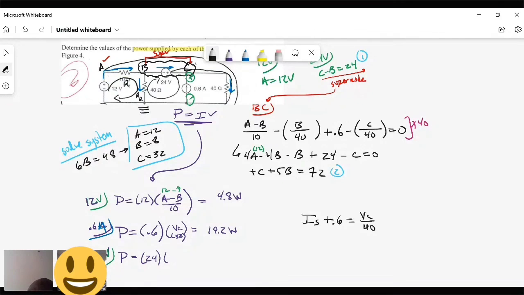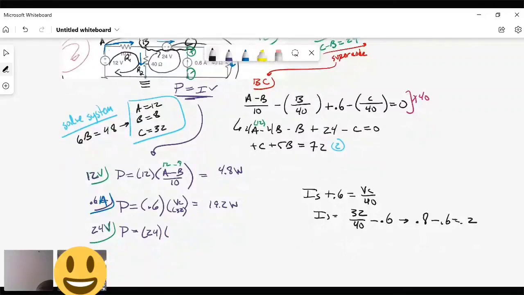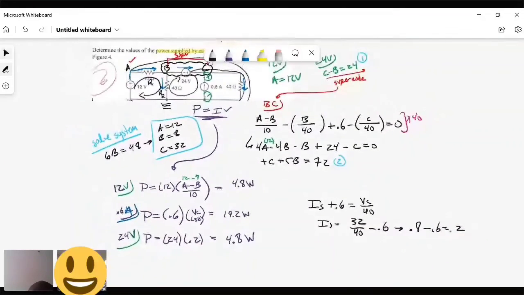See, I would have actually written it wrong because I need to subtract it out. So I got VC, which is 32 over 40, minus 0.6. 32 over 40 is 3.2 over 4. That's not going to work. That's going to give me 16 over 20, 8 over 10, 4 over 5, which is 0.8. 0.8 minus 0.6 is 0.2. That's going to be 0.2 right here. 24 times 0.2 is going to be 4.8, and that's going to be watts. Dope. So that's our guy.